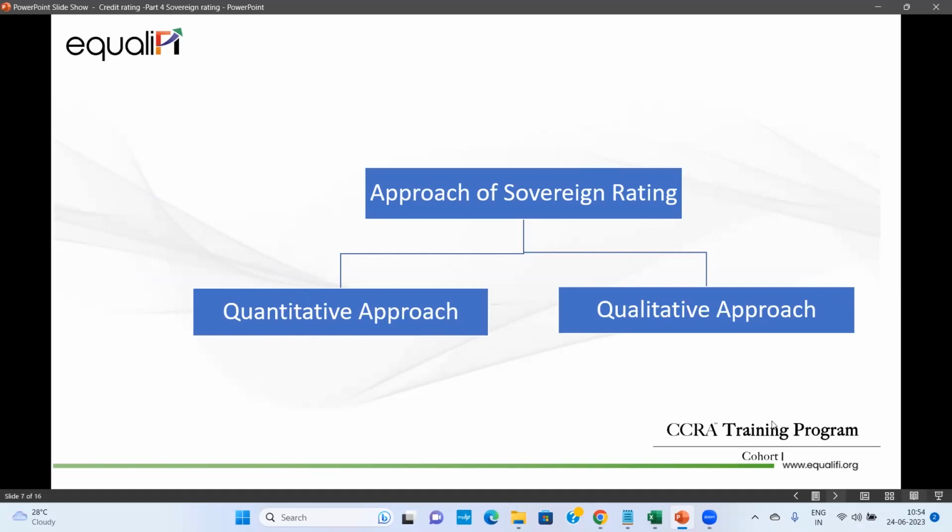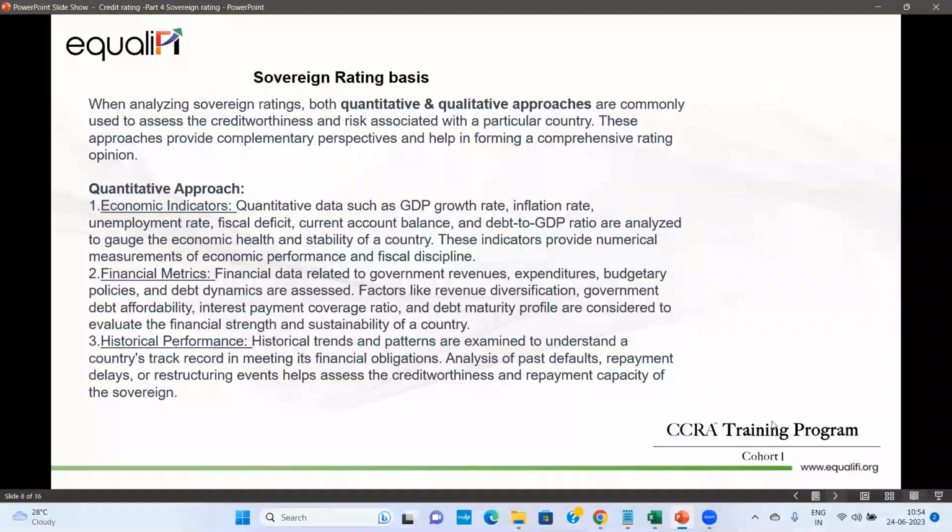So there are 2 approaches of sovereign rating. One is quantitative approach, another is qualitative approach. When we talk about quantitative approach, it means economic indicators. GDP growth, inflation rate, unemployment rate, fiscal deficit, current account balance, and debt to GDP ratio are analyzed to gauge the economic health and stability of a country.